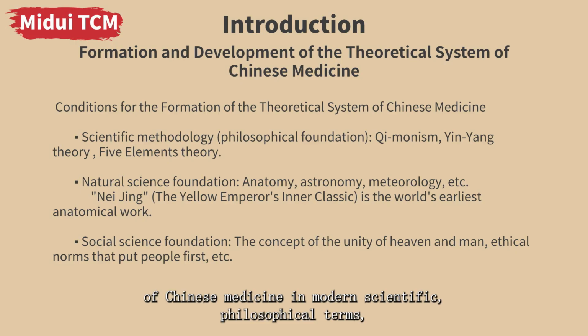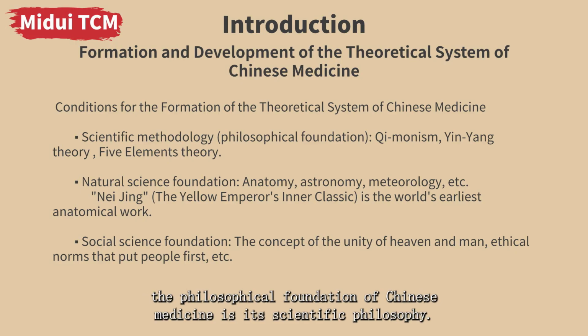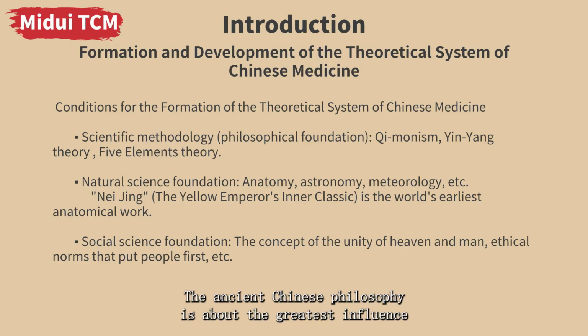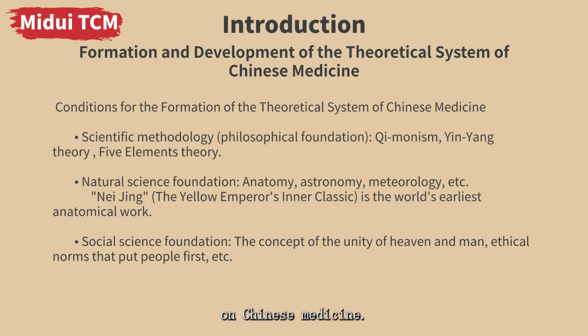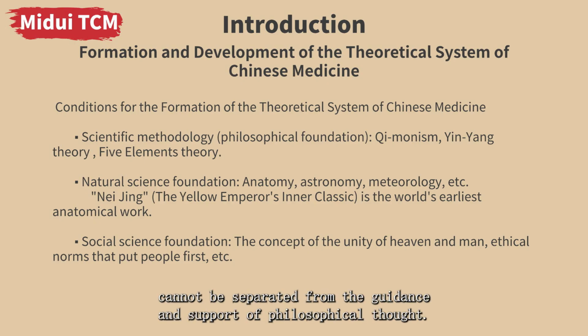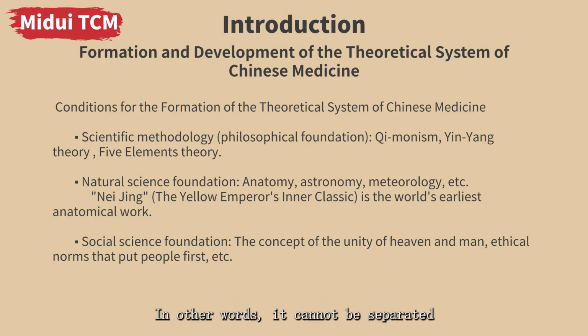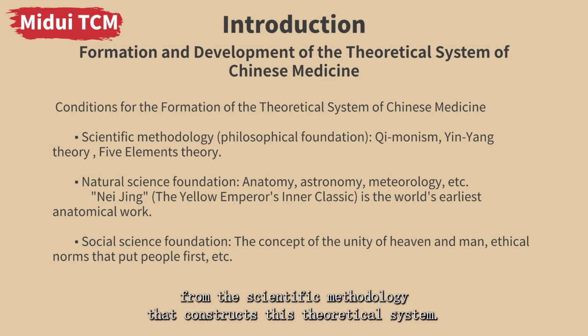In modern scientific philosophical terms, the philosophical foundation of Chinese medicine is its scientific philosophy. The ancient Chinese philosophies that have had the greatest influence on Chinese medicine are, first, Qi theory or Qi monism, second, the theory of yin and yang, third, the theory of the five elements. The formation and development of any science cannot be separated from the guidance and support of philosophical thought. In other words, it cannot be separated from the scientific methodology that constructs its theoretical system.